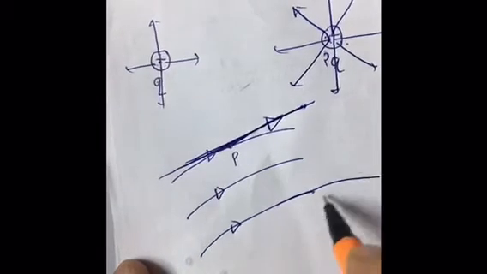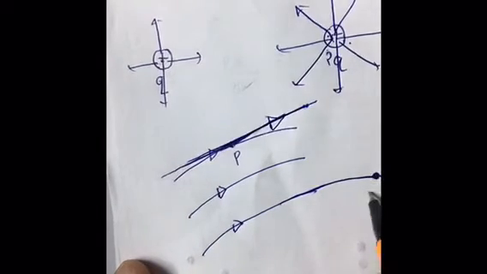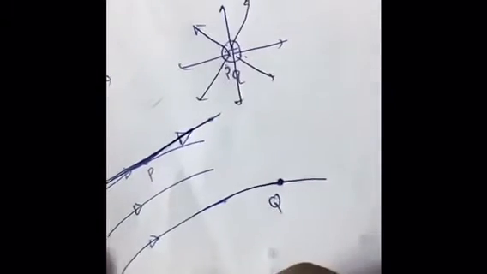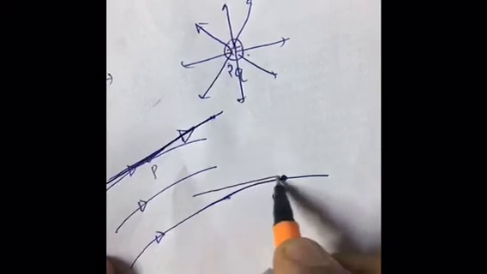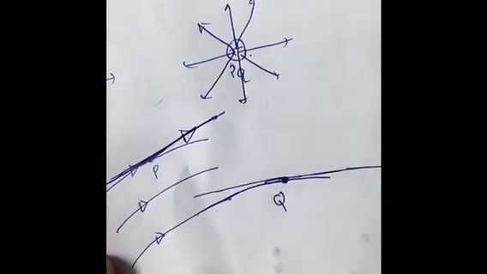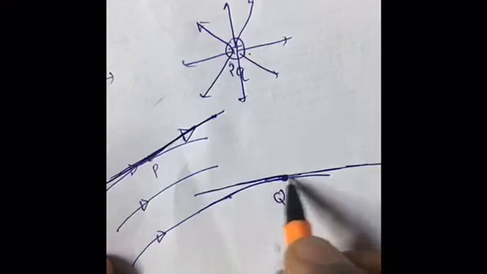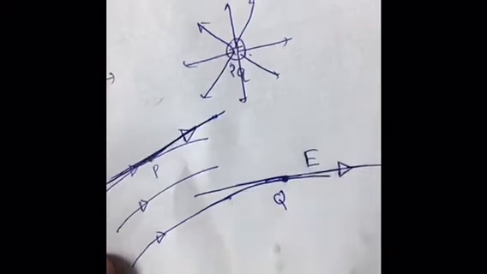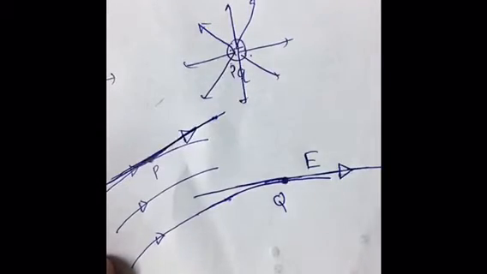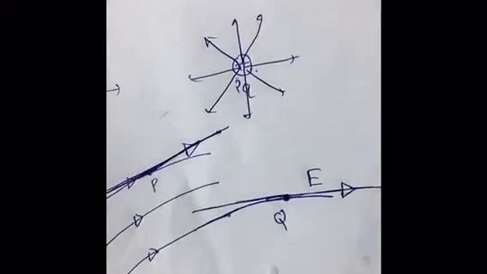Okay, let us suppose another point, this point Q. If we have to find the direction of electric field at point Q, we have to draw a tangent at that point, and the direction of the tangent will give the direction of electric field at that point. Okay, this is the third property. Let us see the fourth property.